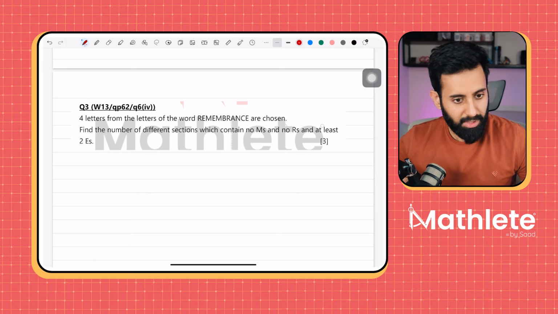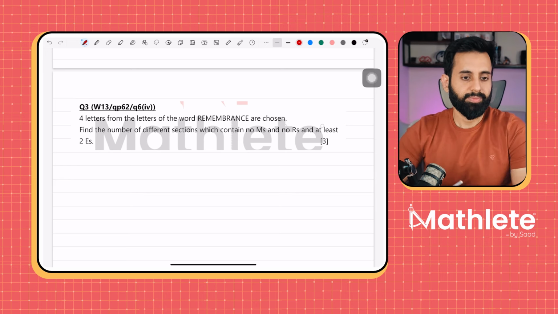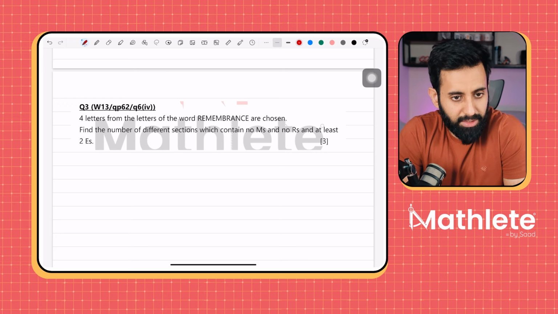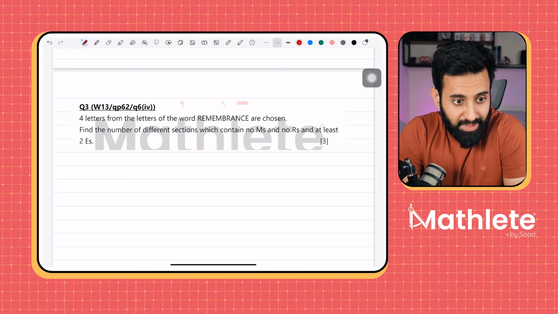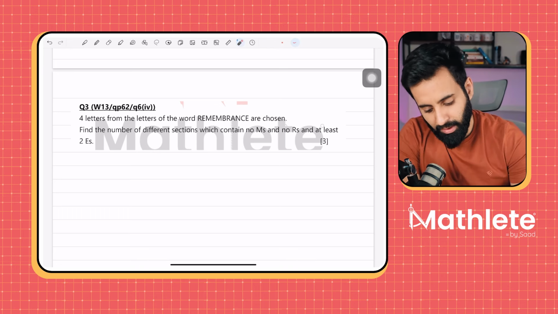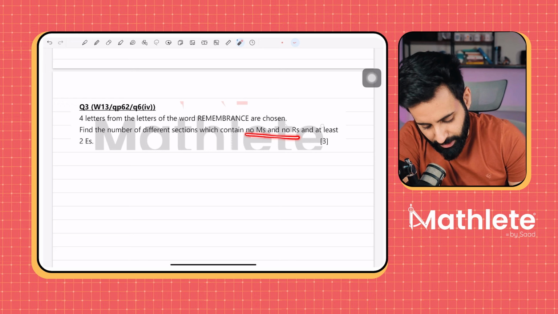Here's question number 3. Let's see what this is. This says, 4 letters from the letters of the word remembrance are chosen. Find the number of different selections which contain no M's, no R's, and at least 2 E's. Okay. So no M's, no R's. There are no two ways about it. But the question says at least 2 E's.